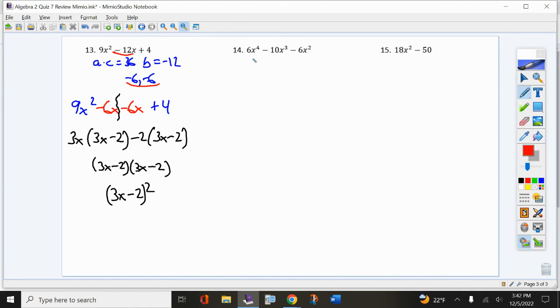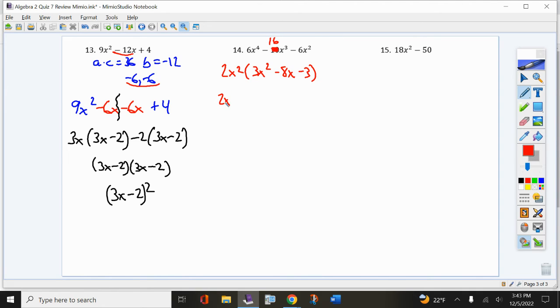Number 14, notice there's an x to the fourth, x to the third, x to the second, so I can definitely take out x to the second. In 6, 10, and 6, it is not 10, it is 16. This is a typo, sorry. Out of those three, I can divide 2 out. That will leave 3x squared minus 8x minus 3.